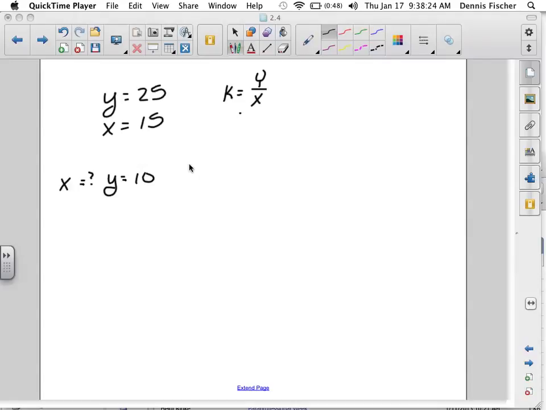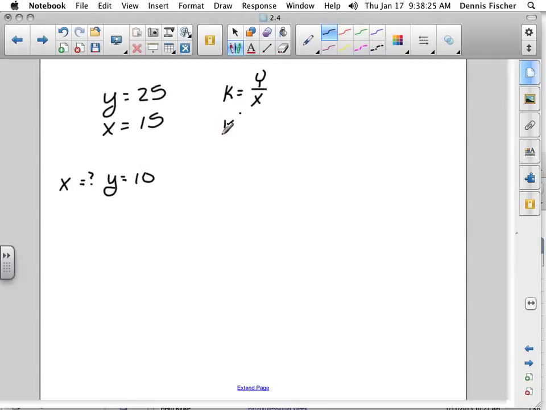Here's my y, here's my x. I'm going to have k is equal to 25 over 15. And if I take a 5 out of each of those, I'm going to get 5/3. So my equation, y is equal to 5/3 x.